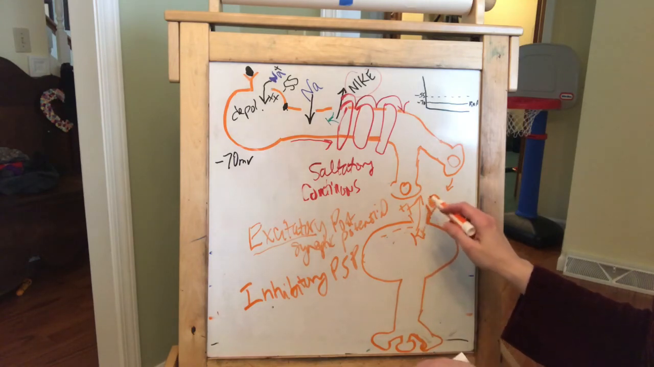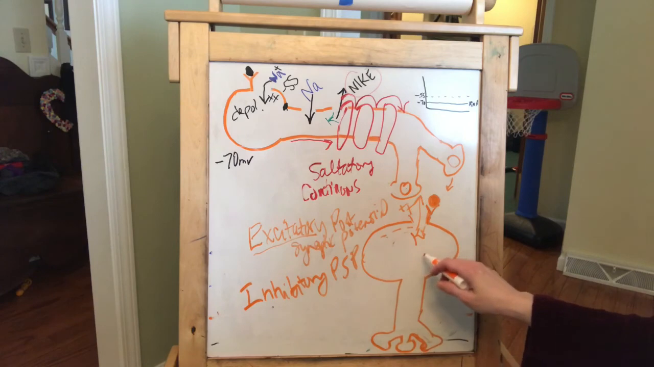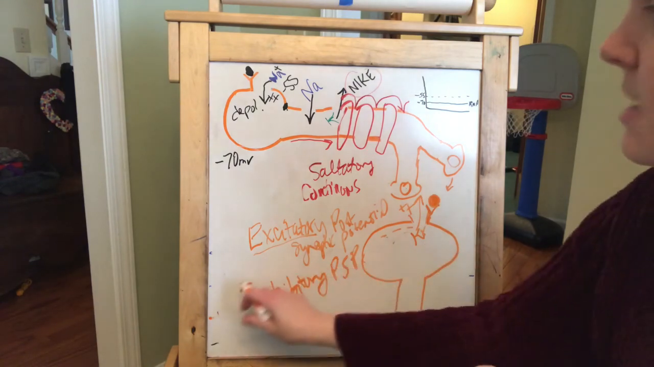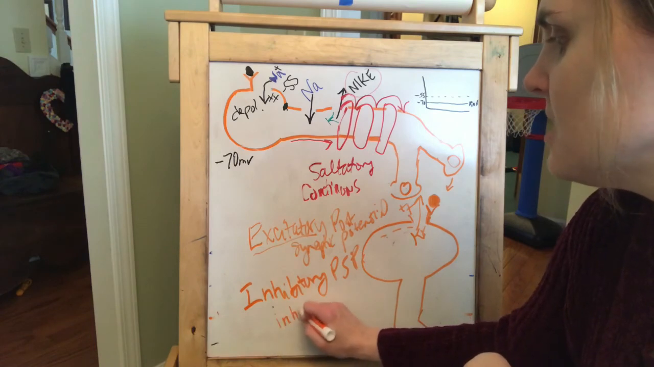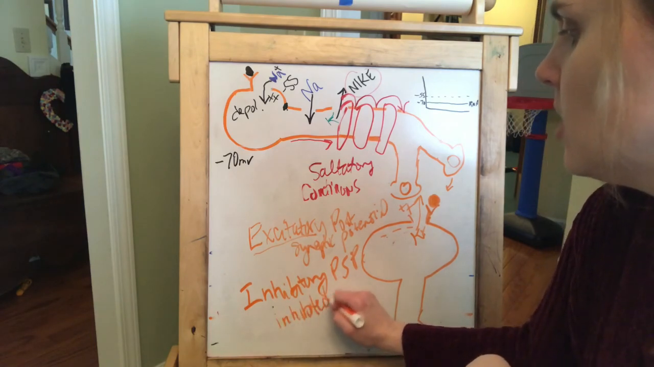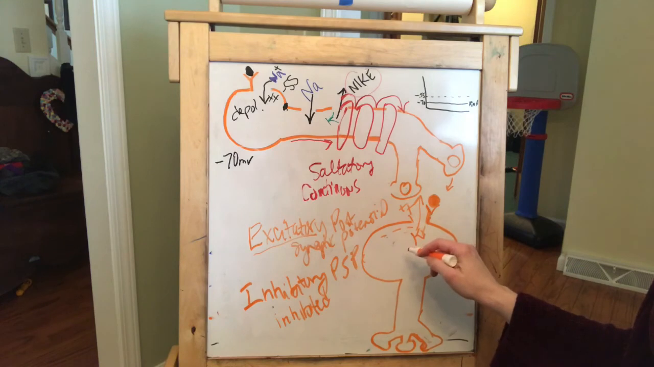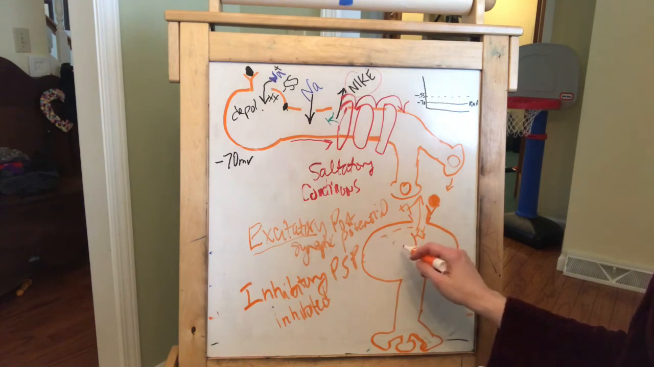If our second neuron, our postsynaptic neuron, gets an inhibitory postsynaptic potential, then that neuron can be said to be inhibited, which means it's going to be harder, it's going to require a greater stimulus to bring that membrane to threshold to generate an action potential.